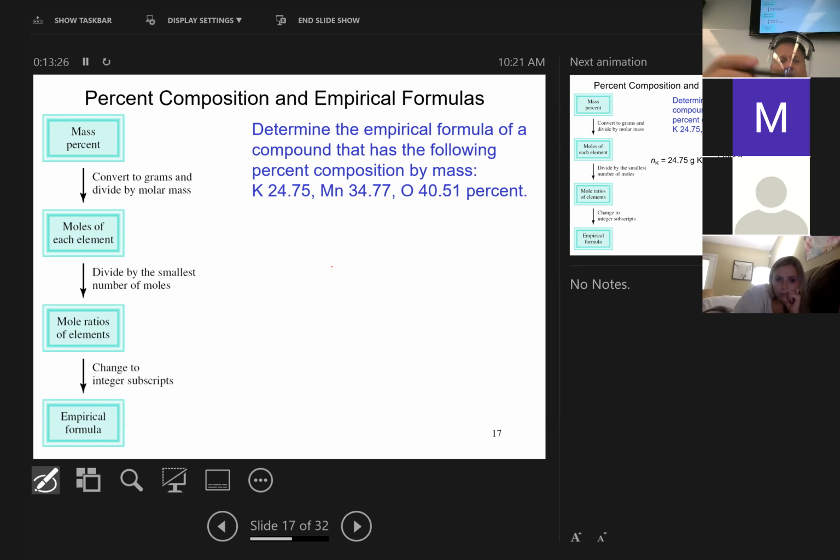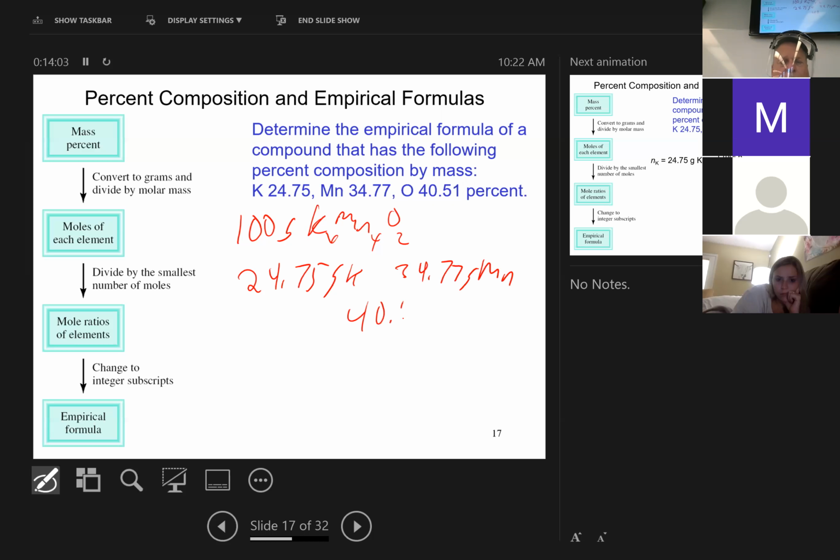Well, you start off with 100 grams. Why does that make it easy if you have 100 grams of this? Okay, KMnO, and you don't know this is X, this is Y, and this is Z. So essentially, why is 100 grams useful? Right, so essentially you have 24.75 grams of potassium. You will have 34.77 grams of manganese and 40.51 grams of oxygen.